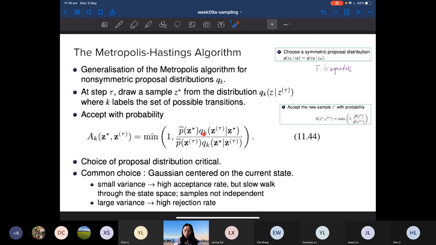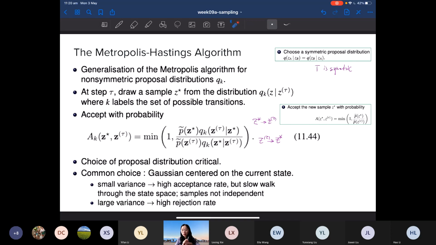We're essentially comparing the ratio of the current sample times where it's transitioning to, going back from Z star to Z tau, right? Roughly, the top is Z star to Z tau. The bottom is, if we're at Z tau, how likely are we going to be in Z star? The rationale of this acceptance probability is the same as what we said a few slides ago. If the top is larger, then accept. If the top is smaller, we still accept with a small probability.